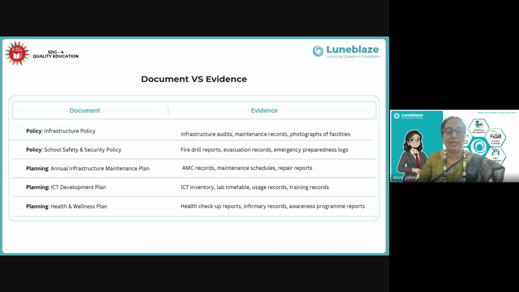Planning: health and wellness plan. I told you, health checkup reports. The parents also will give us health checkups. Why is a child falling sick many times? It is a question and a concern for us. Infirmary records: how many are coming into the infirmary every day? Name of the child, class, and the reason they are coming. There should be a female nurse with a male doctor, or a male doctor with a female nurse, vice versa. Usage records, health checkup, infirmary records, awareness program reports.